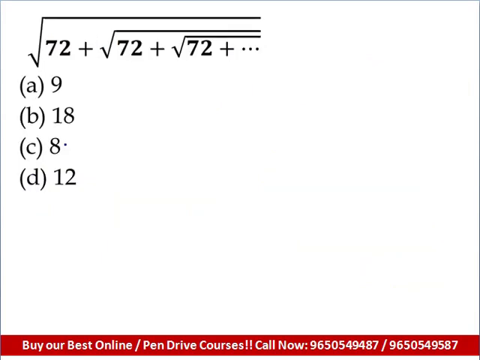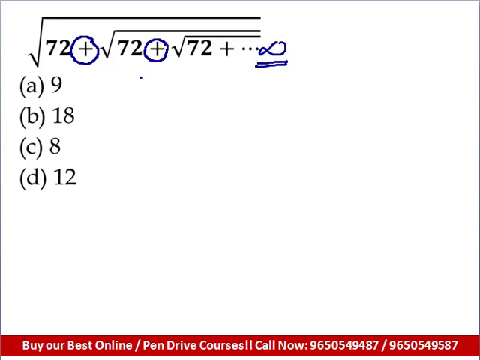Now there is a different variety altogether. The series is getting repeated till infinity. Square root of 72 plus square root of 72 plus square root of 72. The series gets repeated till infinity. But now you can see the sign is a positive sign, a plus sign. There is a plus sign between these square roots. So how do you go about solving these questions when the square roots are getting added?